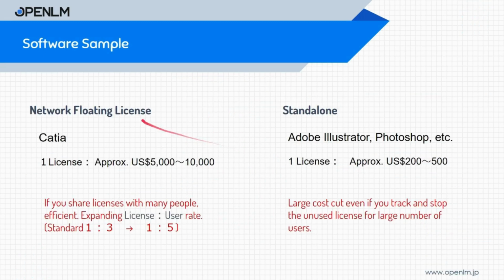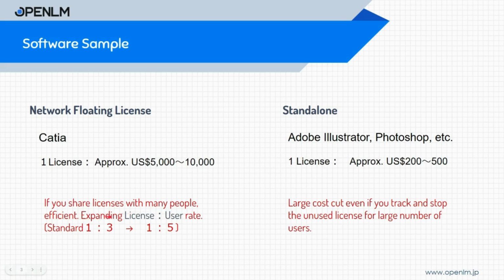I would like to bring up software samples. About network floating license, a sample is CATIA. One license is approximately 5,000 to 10,000 US dollars. I could be wrong, but I'm not familiar with the pricing of the application. But in fact, it's very expensive. So if you share licenses with many people, it will be efficient and cost saving.